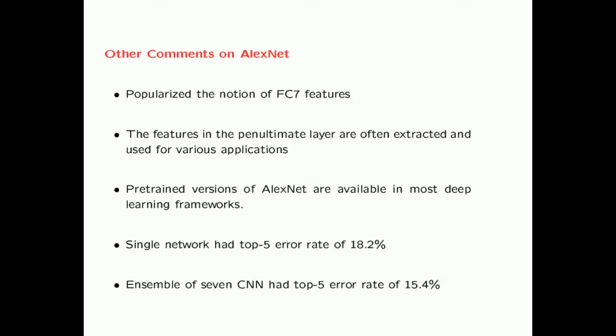Then pre-trained versions of AlexNet are available in most deep learning frameworks. So for example, if you look at any of the off-the-shelf frameworks available like Keras, you can get pre-trained versions of AlexNet. So you don't necessarily have to run the training again. You can actually use the pre-trained versions of AlexNet, extract these FC7 features, and use them for a variety of applications, for example, for image retrieval. So for each image, you can represent it in the form of the FC7 features and use them for retrieval or other types of applications, because these features have semantic significance.